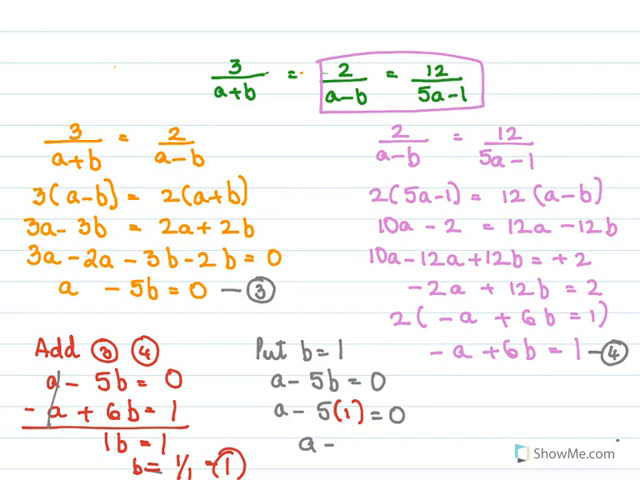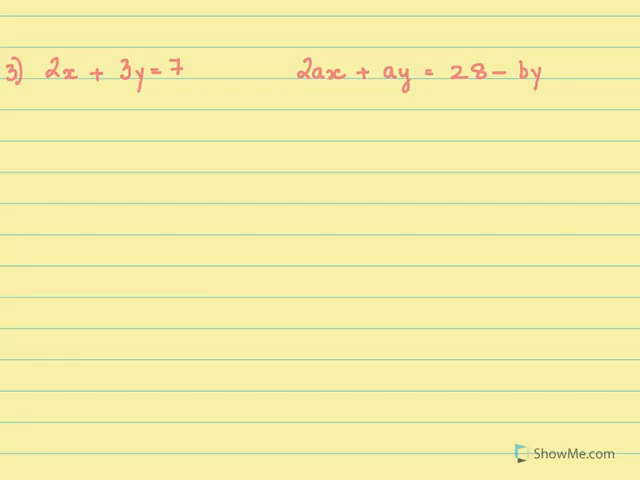So a minus 5 equal to 0. So a equal to 5. So your answer, b equal to 1, a equal to 5. This is equation 1, and we have equation 2, and they have infinitely many solutions.